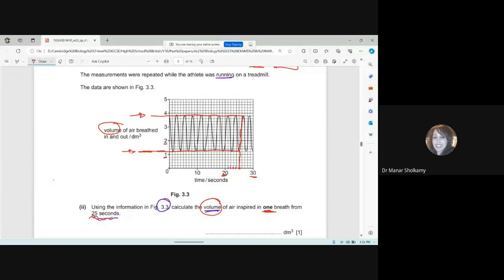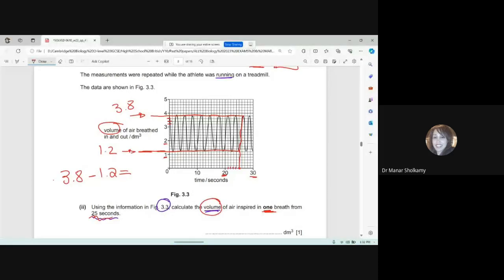Now the problem is, what is this level? This is 1 and this is 2. There are 5 boxes, so every small box has a value of how much? 0.2. Correct. So this level is 1.2. And this level is 3.2, 3.4, 3.6, 3.8. This is 3.8. So the volume is 3.8 minus 1.2. What's the answer?